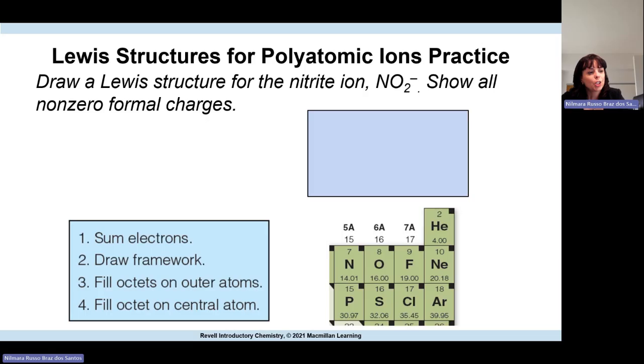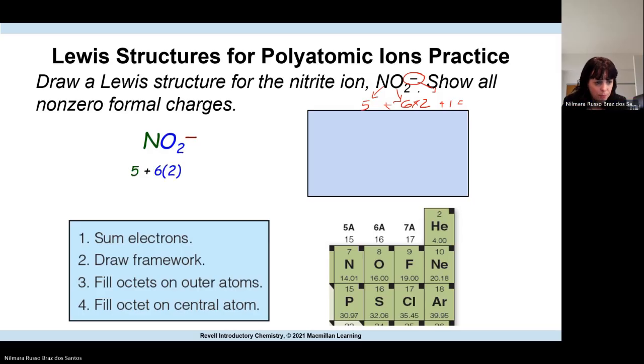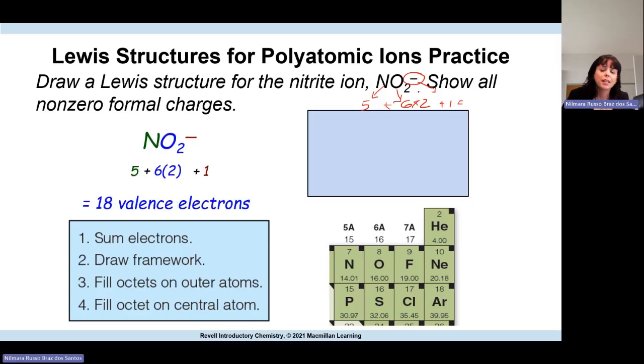Let's practice. Draw a Lewis structure of nitrite ion. So the first thing that you need to remember is that at the end, I need to add 1 electron. So nitrogen has 5 valence electrons and oxygen 6 times 2 is 12, plus 5 is 17, plus 1 will be 18, right? Valence electrons. Now you draw the skeleton. So NO2.